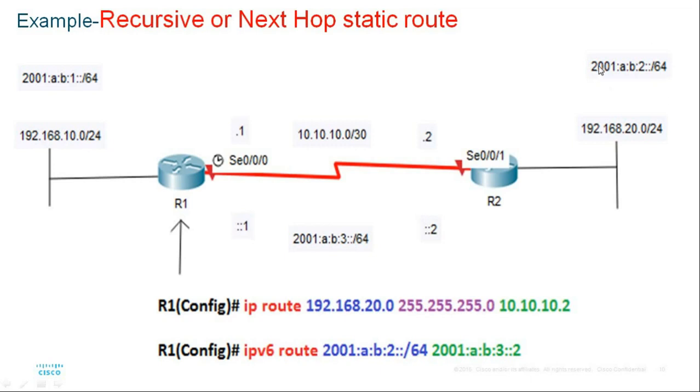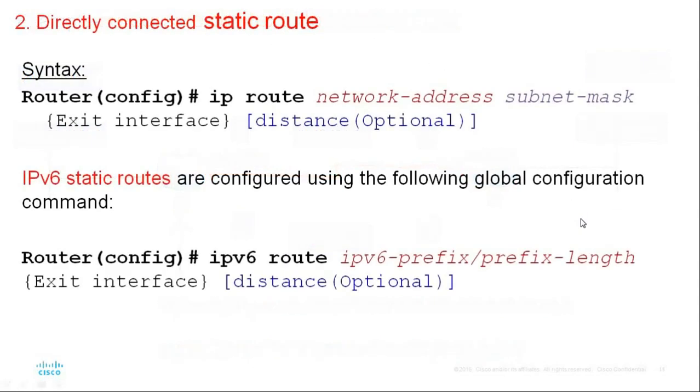2001:A::B:2:/64. So it means the whole network followed by the gateway. So our next hop address for R1, if you want to reach here, the gateway IPv6 address is this one. So I'm going to assign for this interface 2001:A::B:3, the first IP assigned for this interface, and the second IP, 2001:A::B:3:2, I assign here. So this is how you have to configure the recursive or next hop static route.